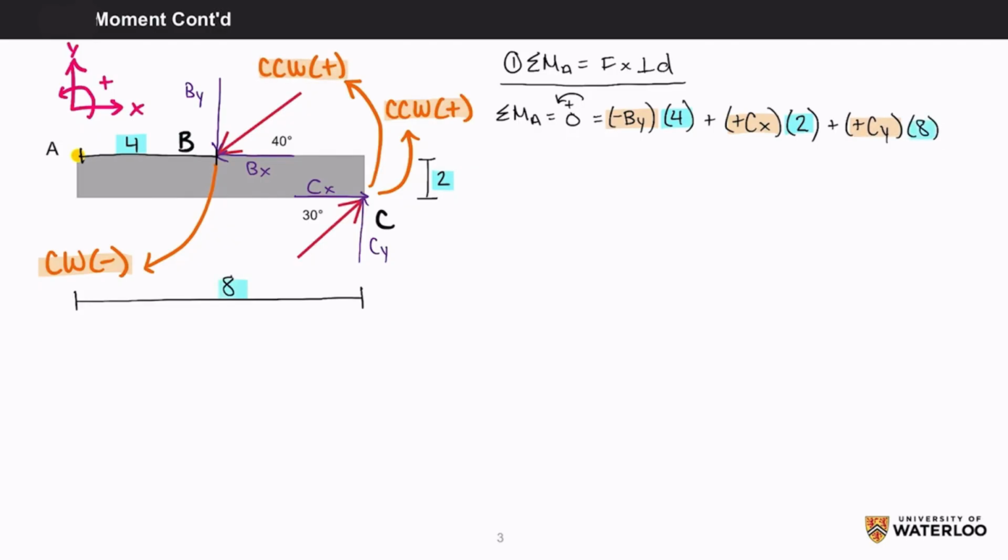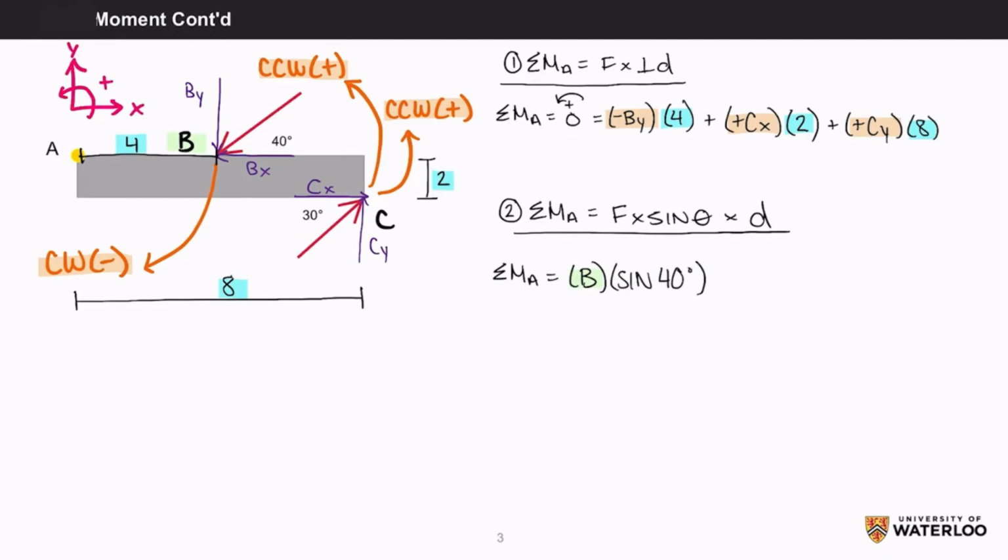Using the second method, we would get the moment, which is equal to the magnitude of force B, times the sine of the angle between force B and the beam, sine 40, times the distance between force B and point A, 4, plus the magnitude of force C, times the sine of the angle between force C and the beam, sine 30, times the distance between force C and point A, 8.